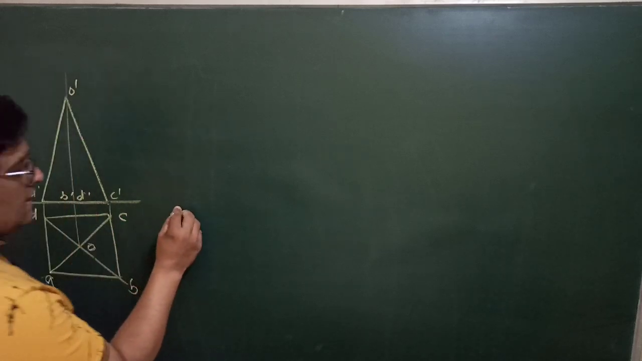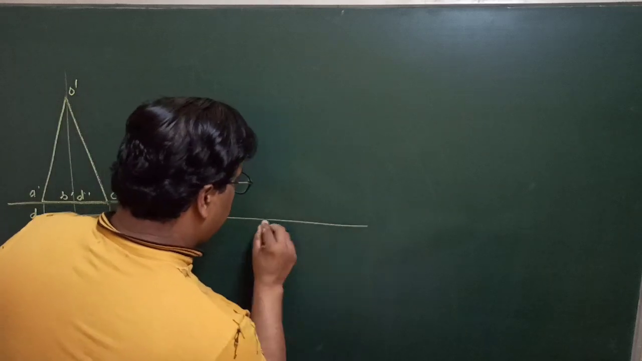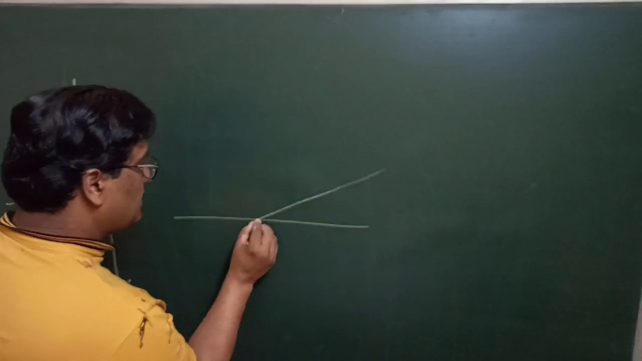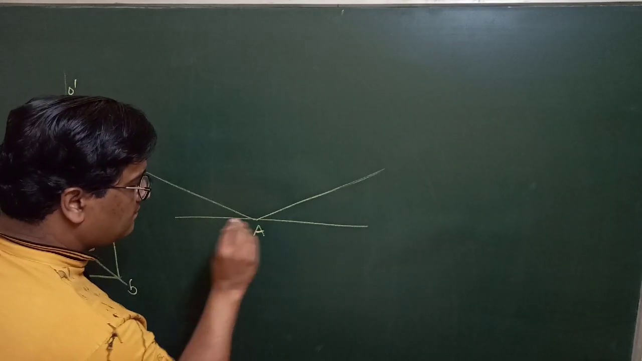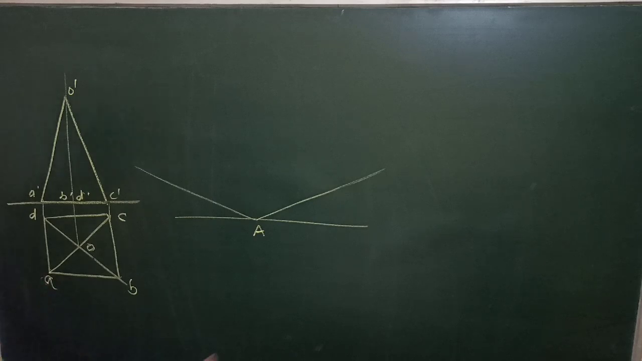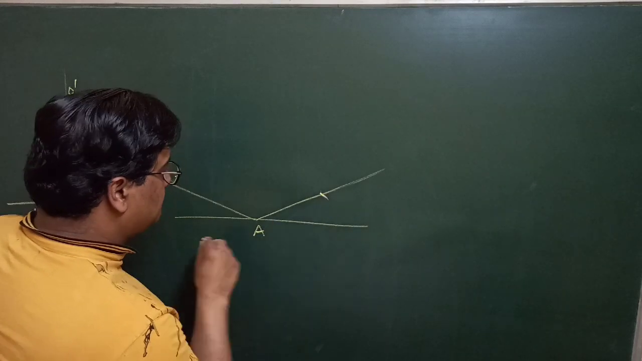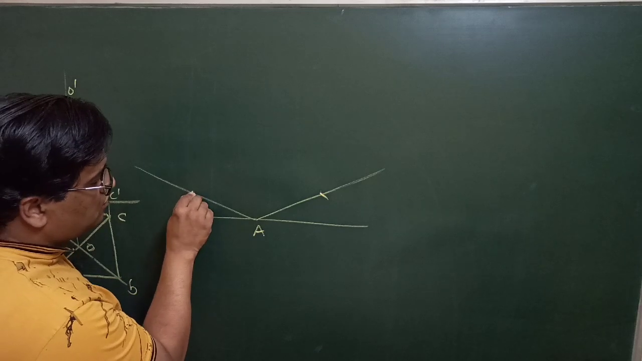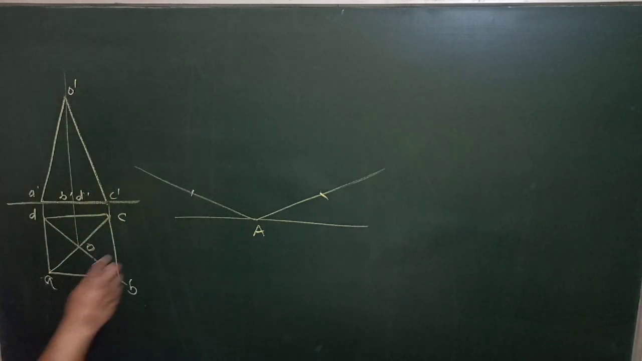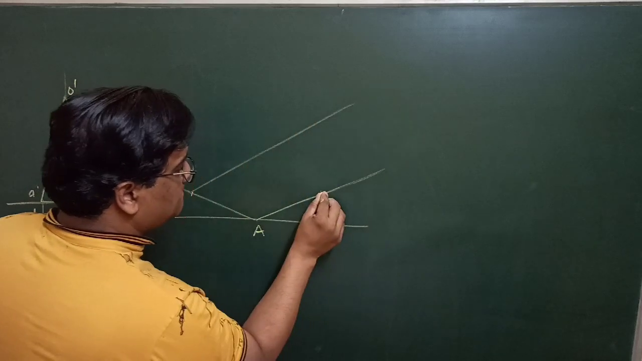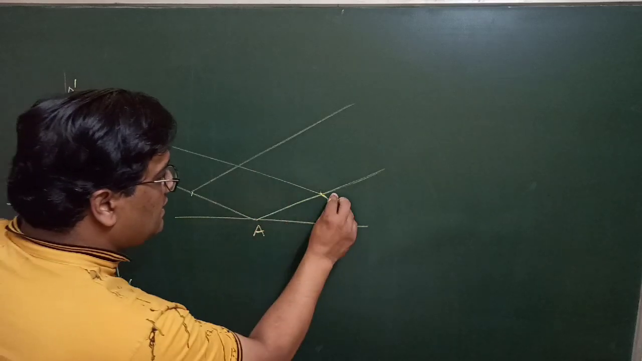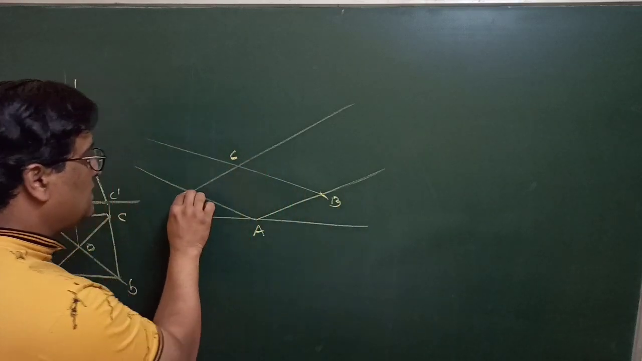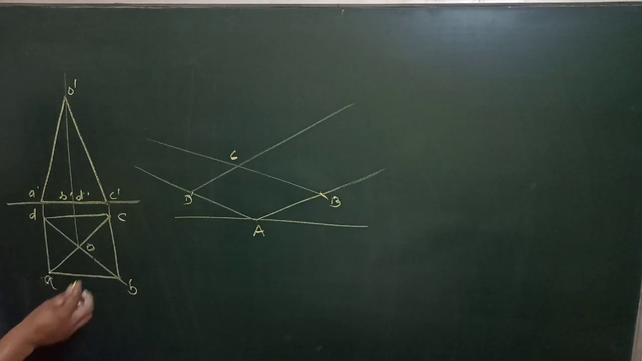Now what to do? Again draw two lines at an angle of 30 degree here, taking A here, say for example. Now you can cut A to B and A to D. Then parallel lines, so that you are getting this as the A, B, C and D. This is nothing but the isometric projection of the base of the pyramid.